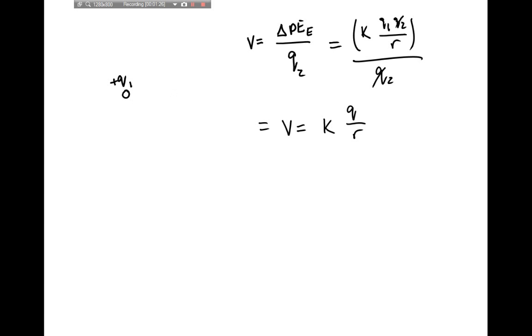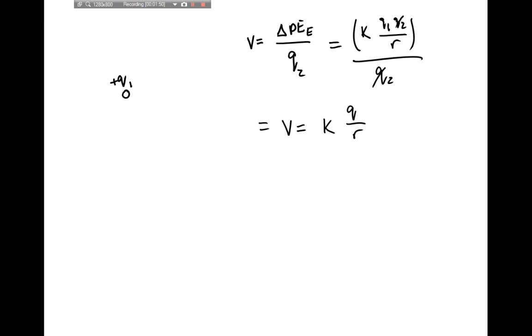And again, just like the electric field, there is a voltage or a potential associated with every single point in space, and that would describe how the energy would change if I added a particle to that point in space. So we can see that the voltage increases the closer we are to this particle, because if I add a particle right here, the energy is going to increase more than if I add a particle that's really far away.